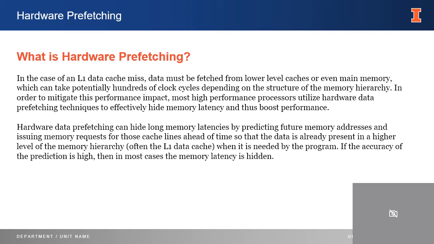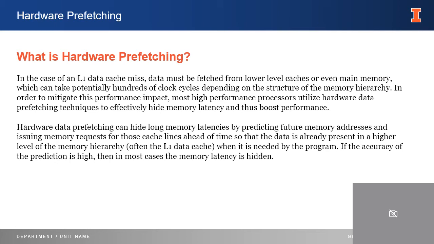So in the case of a L1 data cache miss, data must be fetched from lower level caches or even main memory, which can take potentially hundreds of clock cycles depending on the structure of the memory hierarchy. So in order to reduce this performance impact, most high performance processors utilize hardware data prefetching techniques to effectively hide the memory latency and thus boost performance.